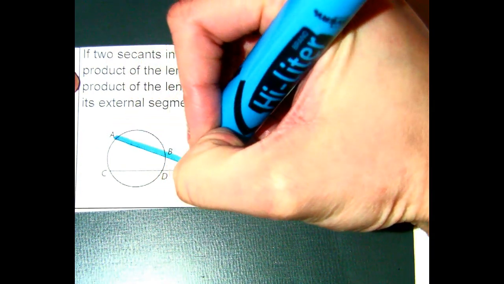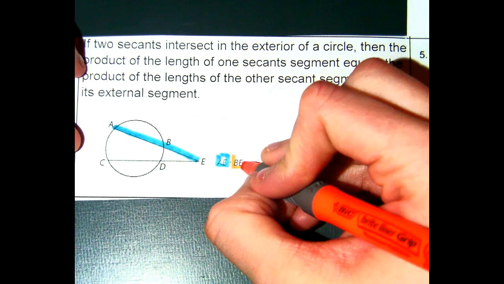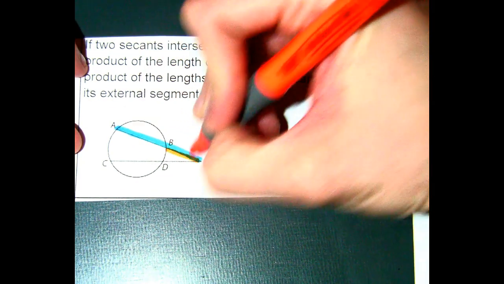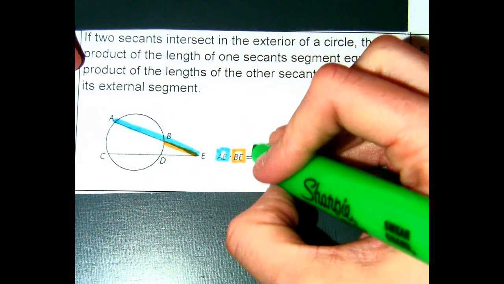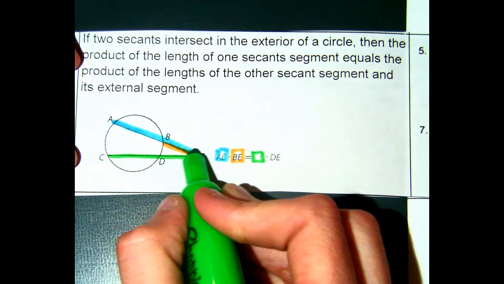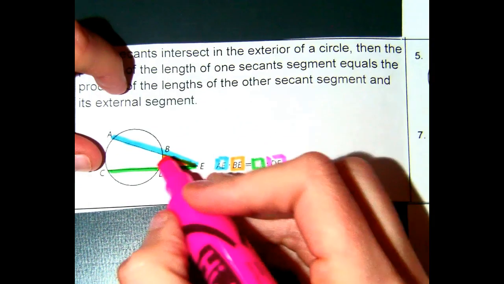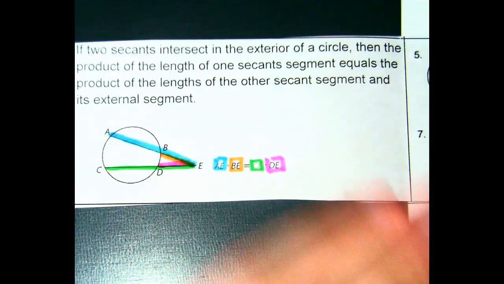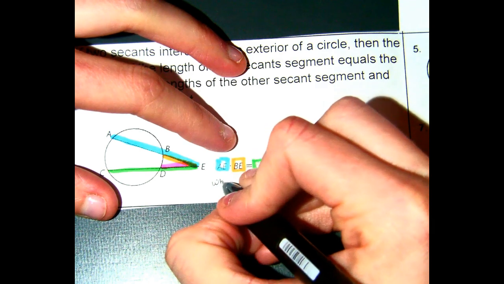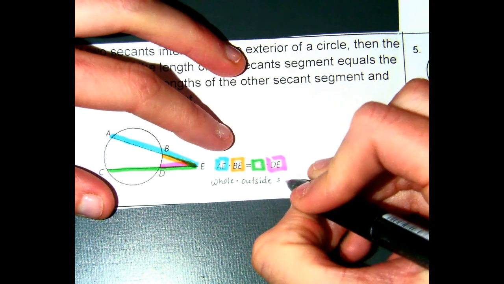AE, which is this whole piece, times the external segment, BE, is equal to CE, the whole secant, times DE, the outside piece. I like to write it like that so that I know it. You have to memorize these. Here's how I like to remember. Whole times outside equals whole times outside.